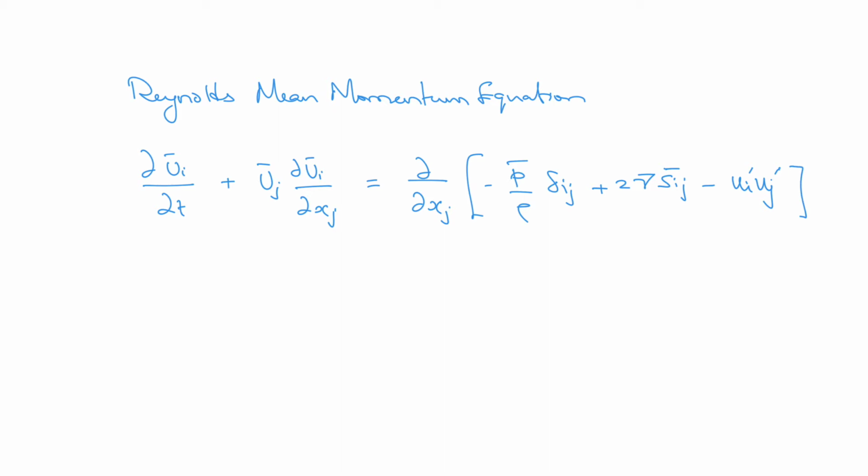Now we know that the last term is the new term arising out of this Reynolds decomposition and Reynolds averaging process, which is carried out on the momentum equation. So initially we started with the momentum equation, then we substituted Reynolds decomposition and then we averaged it. So the resulting equation is this, we call it Reynolds mean momentum equation, and we have a new unknown. Now let us slightly rearrange this.